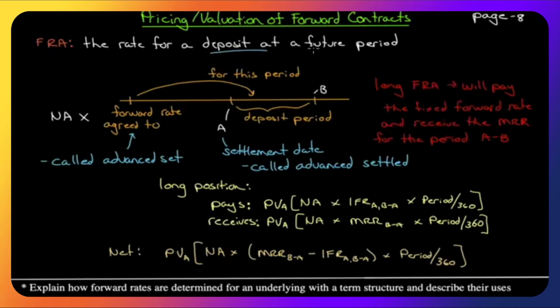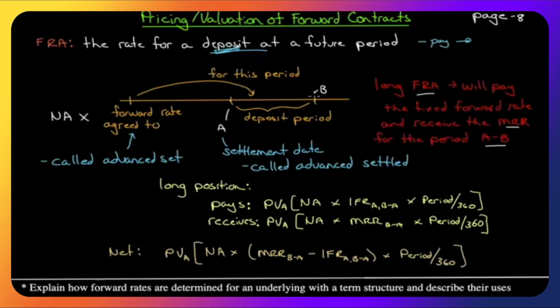So if we're long the FRA, remember, when you're long a contract, it means you take delivery of the underlying. So we would be taking delivery of a deposit, and if we're taking delivery of a deposit, that means we must pay the interest rate to the other side who's making the deposit. So it says right here, long an FRA will pay the fixed forward rate and receive the market reference rate for the period A to B.